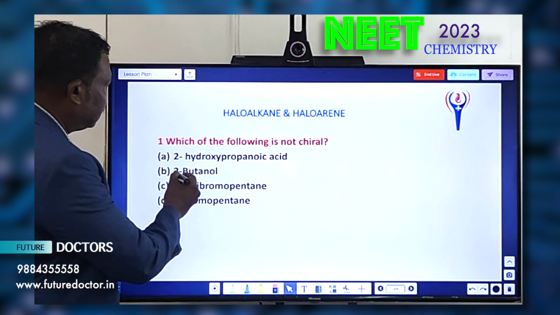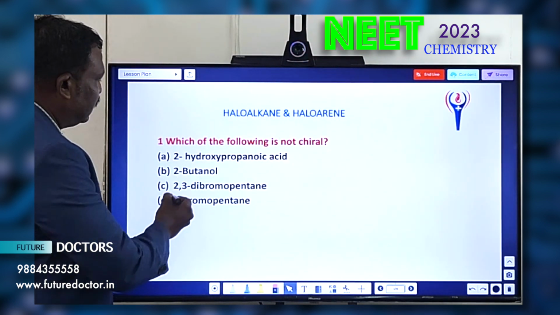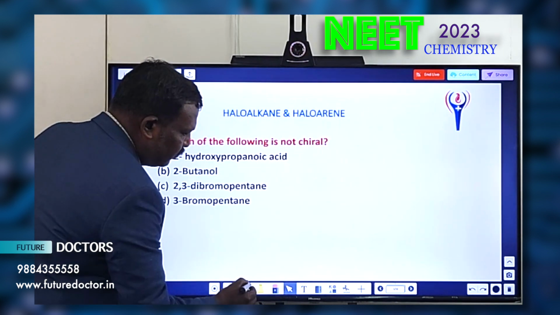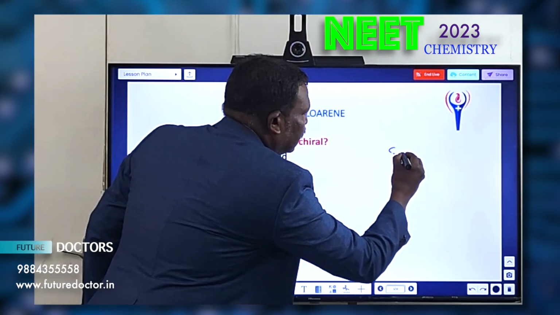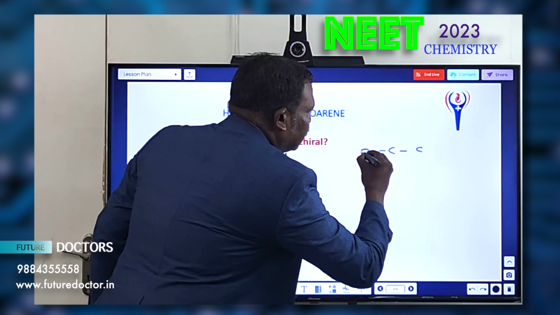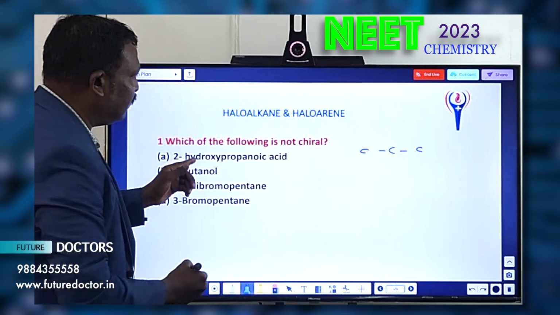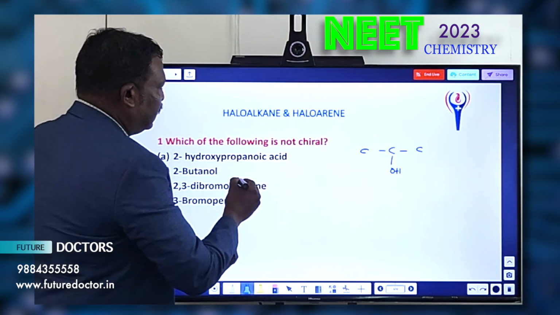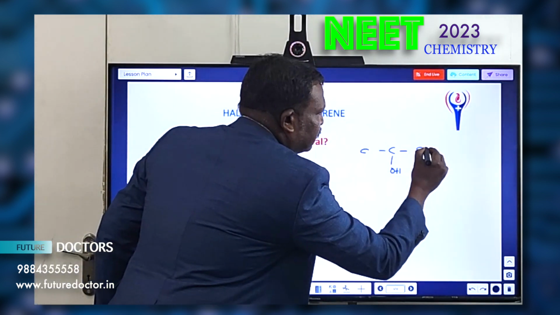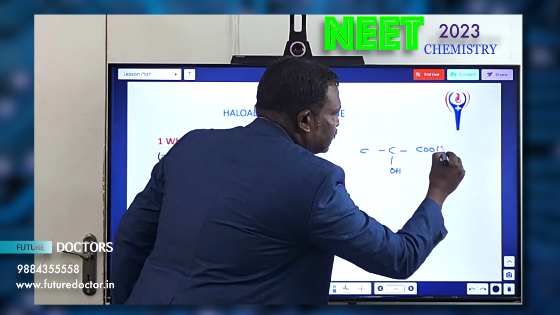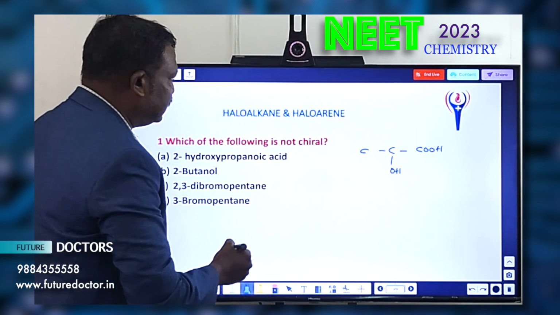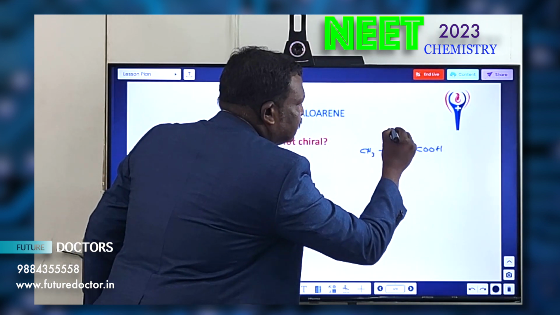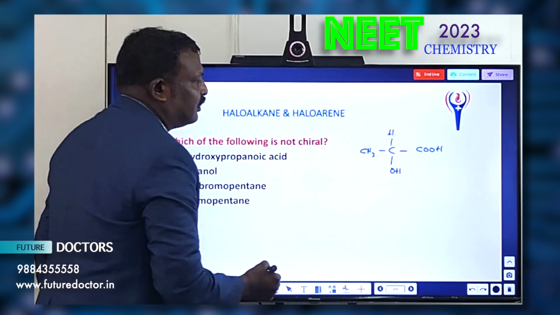So suppose I take the first compound, 2-hydroxy propanoic acid. Propane means how many carbon? We have 3 carbon. Understood? 2-hydroxy, 2 having what? OH group. Then propanoic acid means here COOH group. Then you can fill by hydrogen. Here CH3 will come, isn't it? CH3, here H. Understood?